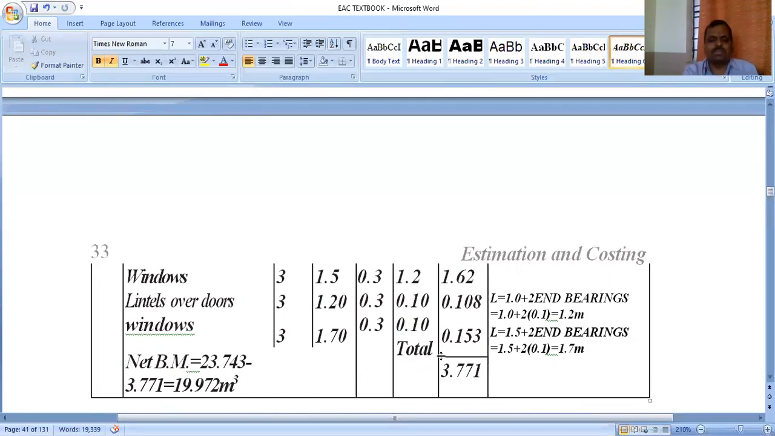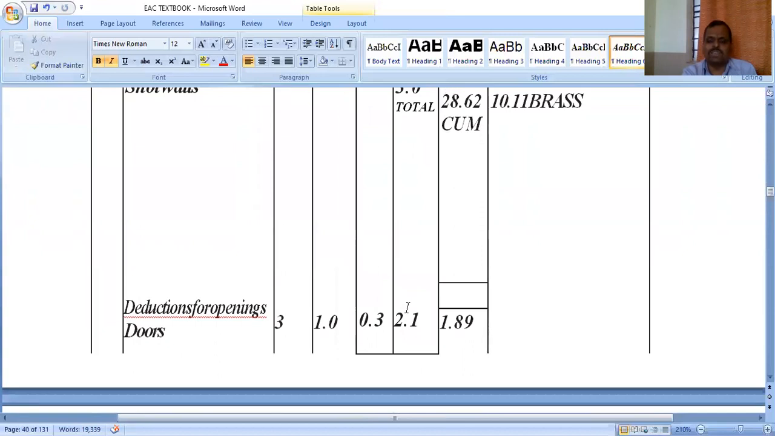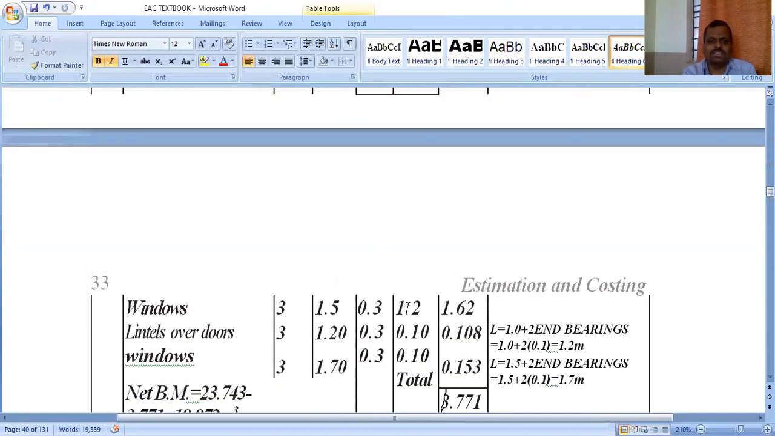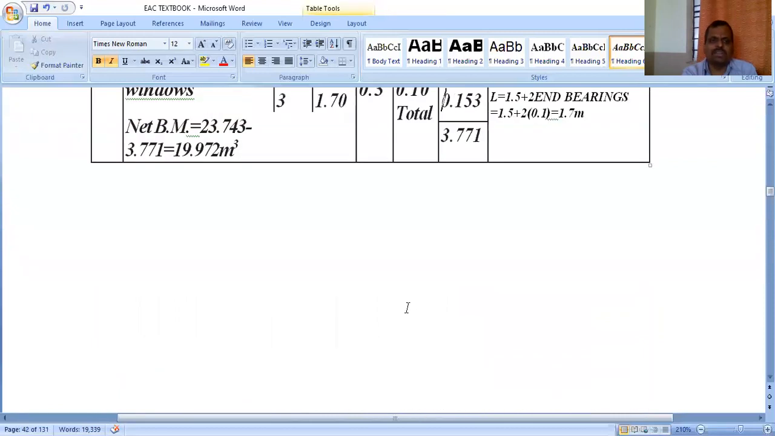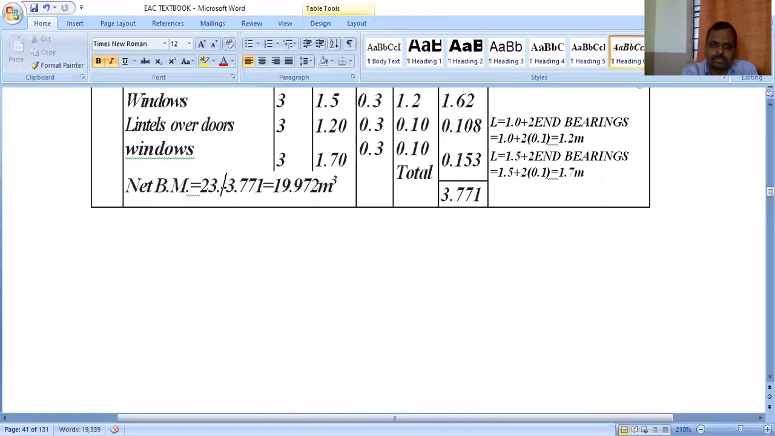So the net brick masonry is equal to the total masonry minus deduction. We have calculated the total masonry as 28.62 cubic meter. Just see here, it's very simple. Here it will be 28.62 minus 3.771. How much will be the answer? Now let us calculate here.